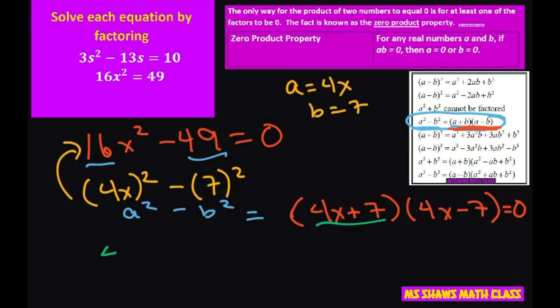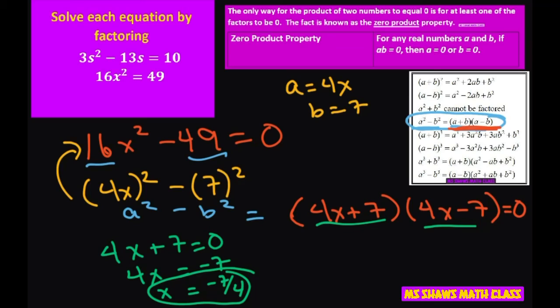So we have 4x plus 7 equals 0. Subtract 7, so you get 4x equals negative 7. Divide by 4, so x equals negative 7/4. And do the same thing for this one. So basically you get 4x minus 7 equals 0. So 4x equals 7. It's just going to be positive. Divide by 4, you get x equals 7/4.